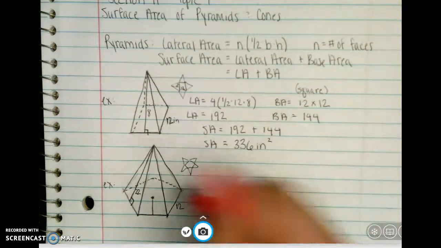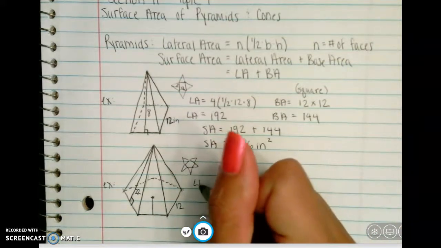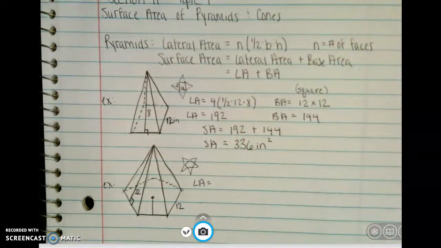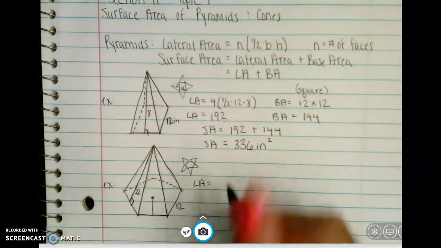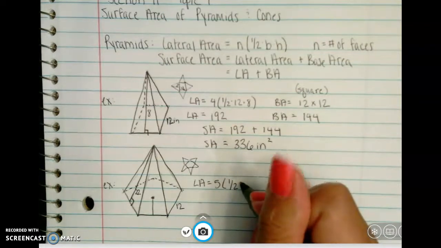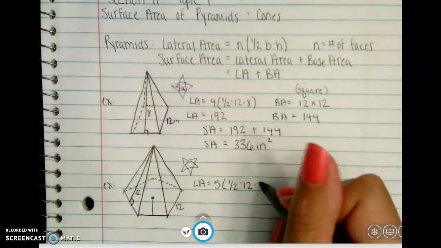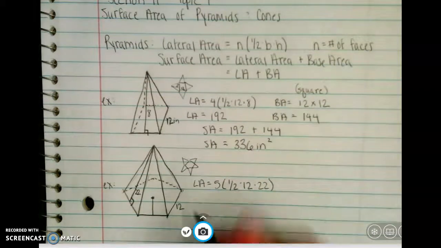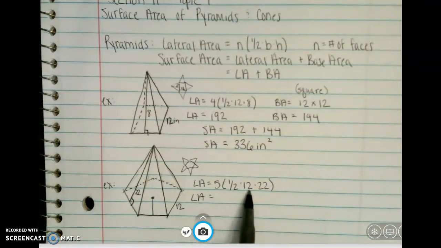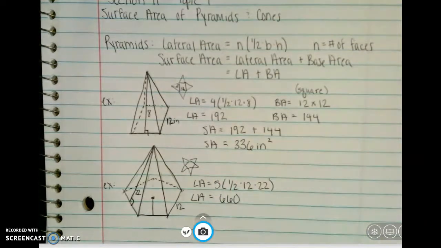So first we need to calculate lateral area. Lateral area is going to be 5, because again there's 5 faces, times half. The base is 12, and the height of each triangle is 22. So the lateral area would be 5 times half times 12 times 22, which ends up being 660.